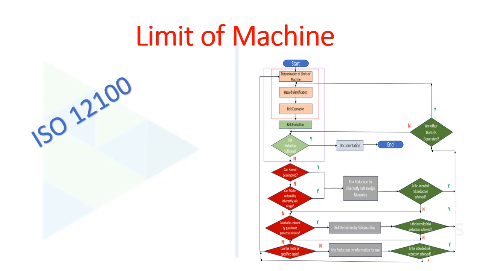In our previous video, we discussed the different steps of risk assessment as per ISO 12100. In this particular lecture, we are going to discuss a definite step, which is known as the determination of limits of machine, in detail.